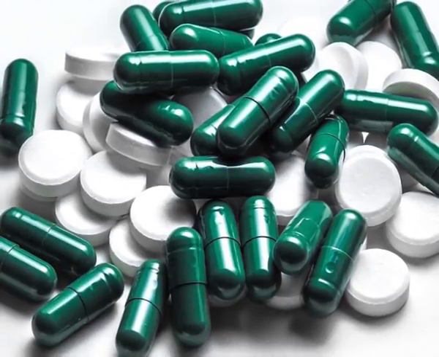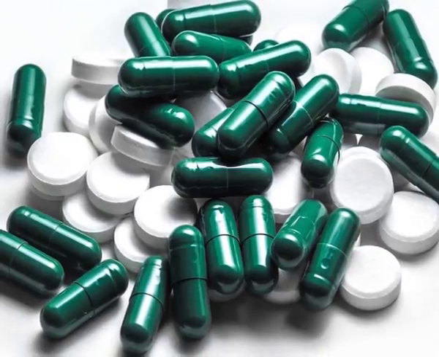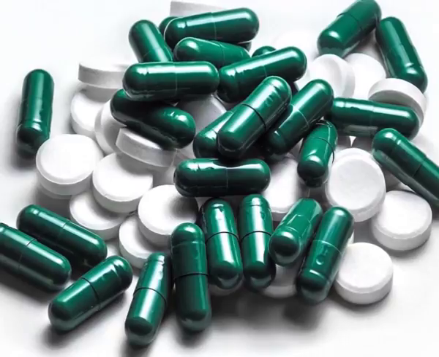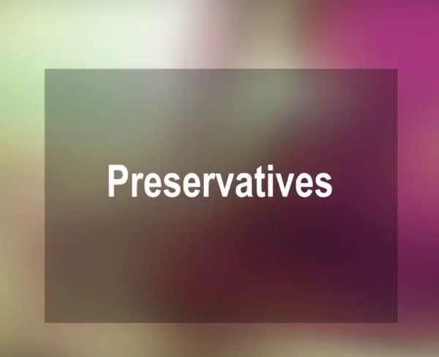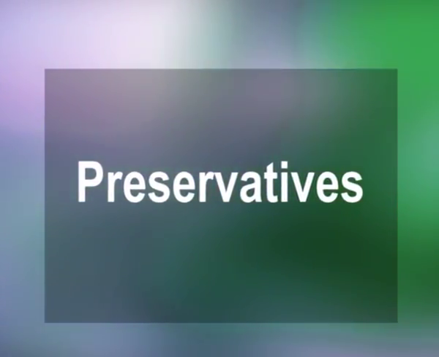Function of coating material: they produce protection of the drug, masking of taste of the drug, elegant appearance and identification purposes. Examples of coating agents: hydroxypropyl methyl cellulose, hydroxypropyl cellulose. Next additive is preservatives. Preservatives are commonly added in pharmaceutical products in order to prolong their shelf life.